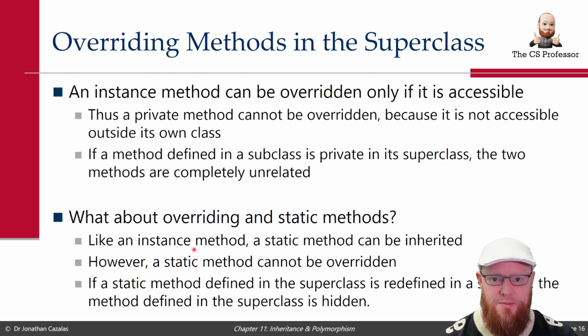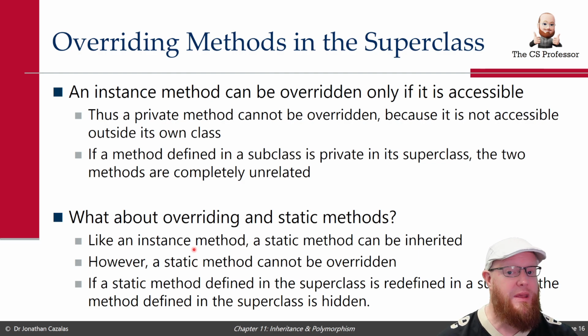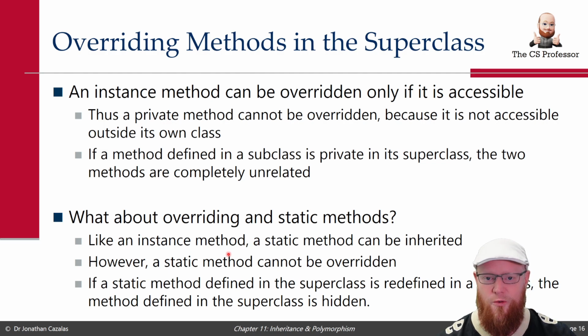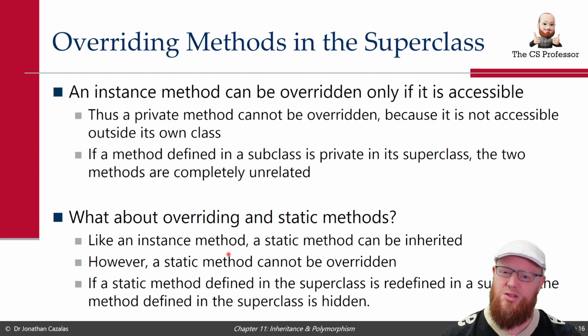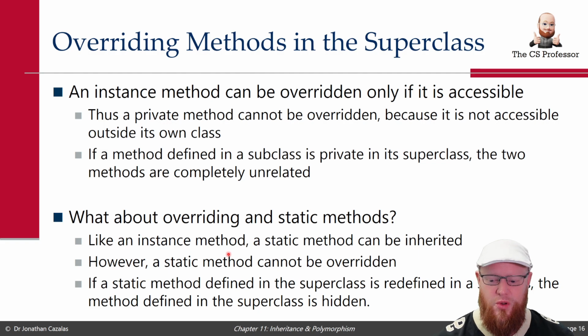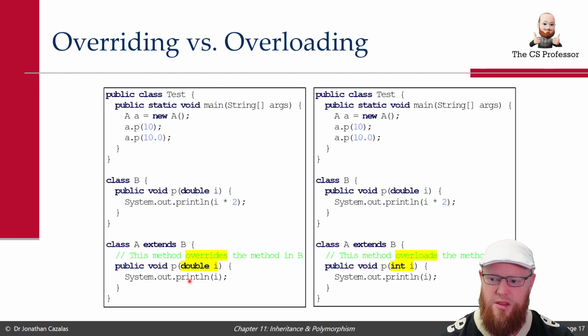Like an instance method, a static method can be inherited. However, a static method cannot be overridden. It's a small nuance as to why. We'll talk about that in the future, but just know for now, static methods are not overridden. If a static method defined in the superclass is redefined in the subclass, the method defined in the superclass is hidden. It feels the same, but it's not quite, and there are some small nuances. We'll talk about that more in the future.